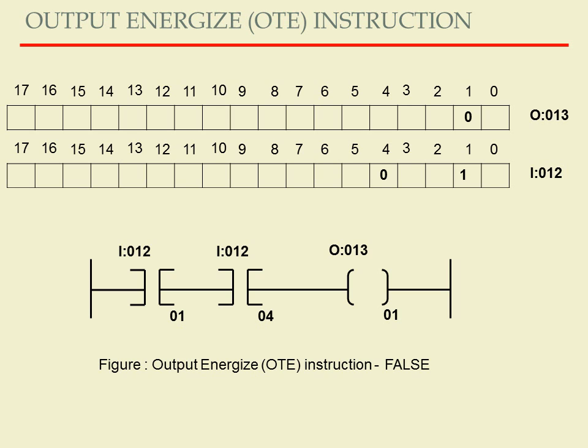So why is the condition false here? Because you can see in I012 bit number 1 is 1, and bit number 4 is 0. These two are connected in series. Whenever there is a series connection, only if both inputs are 1 is the output equal to 1. But here one input is 0, another is 1, so the output is 0. So the OTE instruction is false.